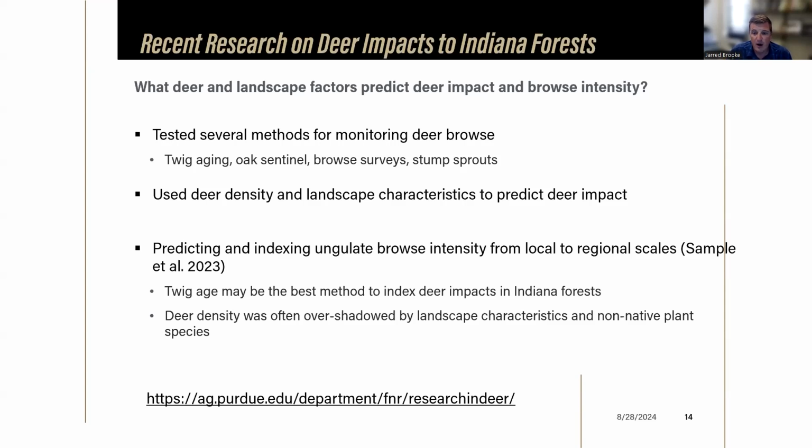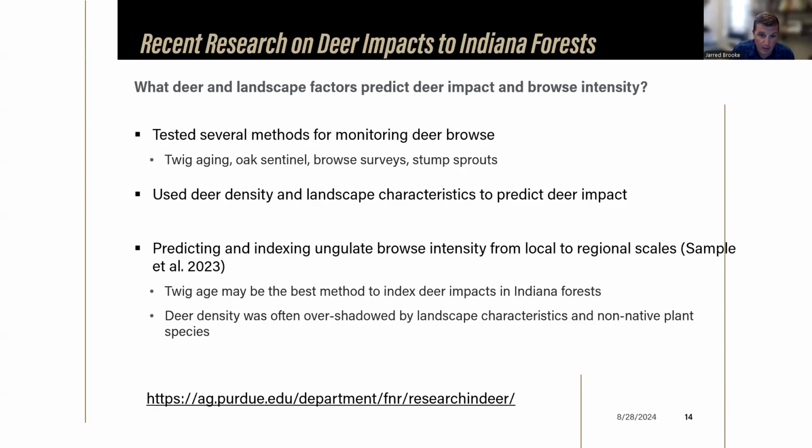That first paper there, a few highlights that they found was that the twig age method was the best method that we had in Indiana to index deer impacts. I'll talk about how exactly to do the twig age, but basically the twig age method correlated really well with how much deer were browsing in woodlands. And then the impact of deer density on browsing was often overshadowed by landscape characteristics and non-native species within woodlands and within the landscape.